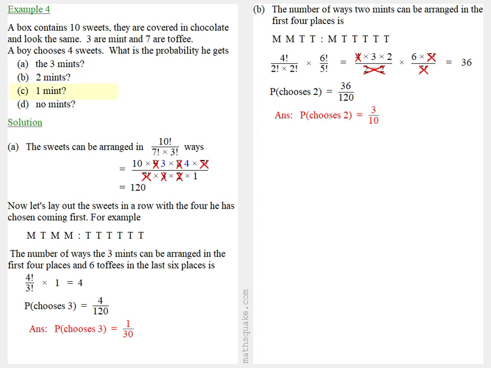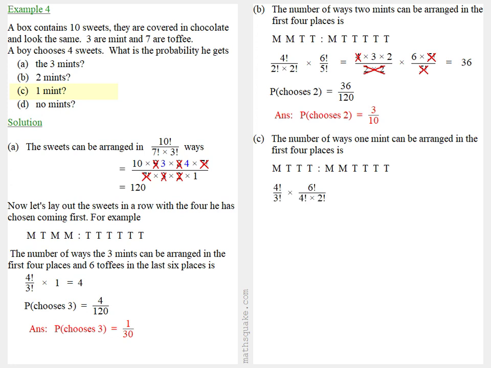Now in part C we're asked what's the probability that he gets 1 mint. Well, the number of ways 1 mint can be arranged in the first 4 places is the total number of ways that MTTT can be rearranged times the number of ways that MMTTTT can be rearranged. Now there are 4 numbers in the first part, of which 3 are the same, so that's 4 factorial over 3 factorial, and in the second part we've got 6 numbers with 4 the same and 2 the same. So that's 6 factorial over 4 factorial times 2 factorial.